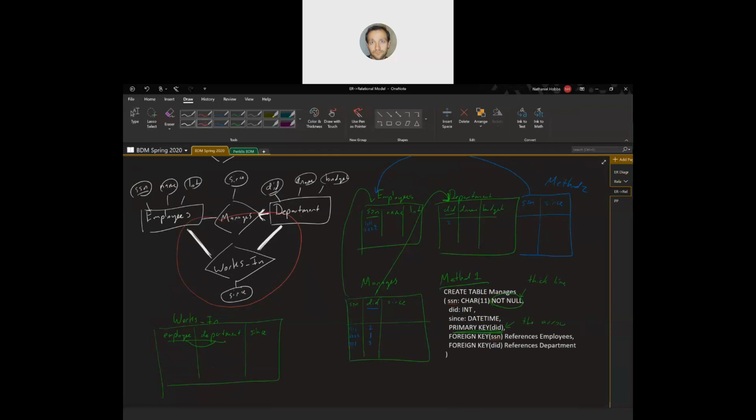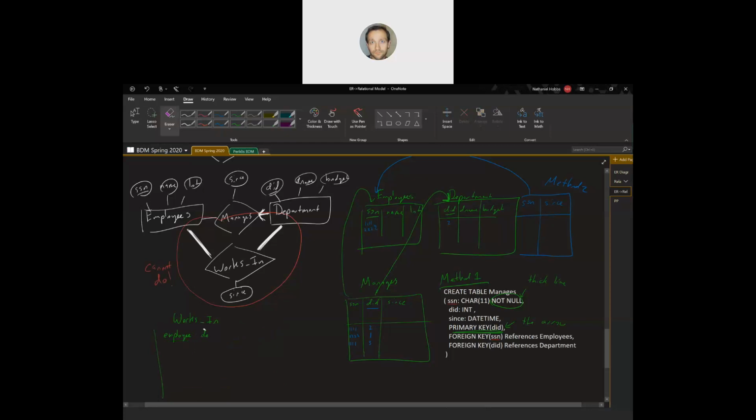Yeah. So this you cannot do. It is a bit of a trick question. You cannot capture this in a relational model. There do exist constraints that are valid in an ER diagram that just can't be captured in a relational model.